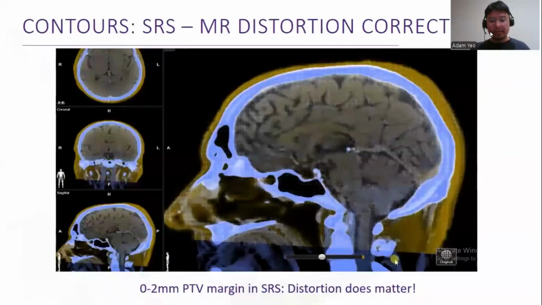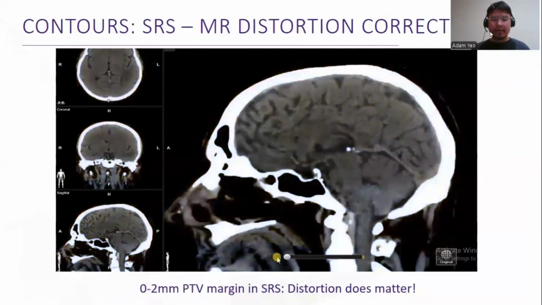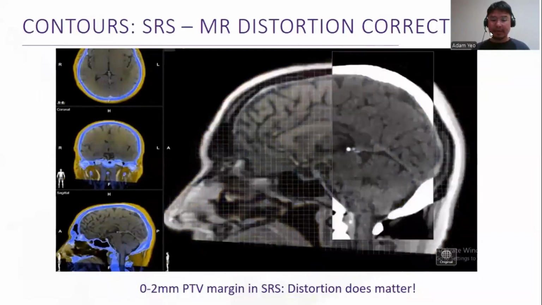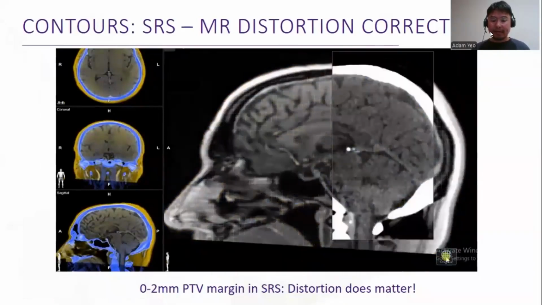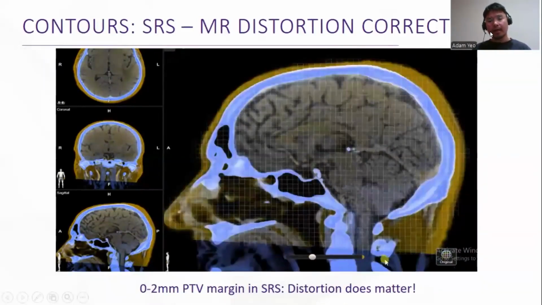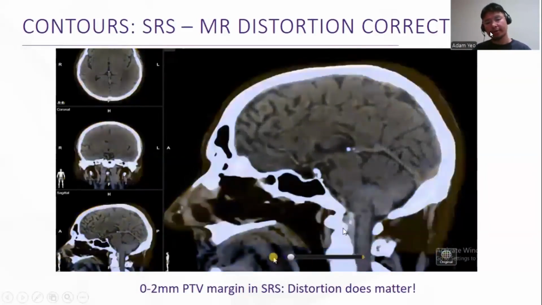And image distortion, we cannot ignore this, because for SRS, our PTV margin is really small. It's close to, or even less than, our known MR distortion, so it has to be properly dealt with and corrected, depending on your MR field strength and your software correction methodologies.